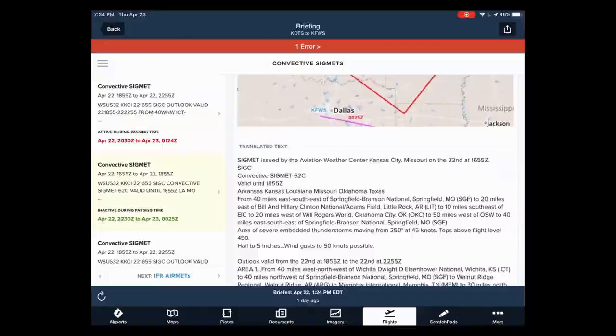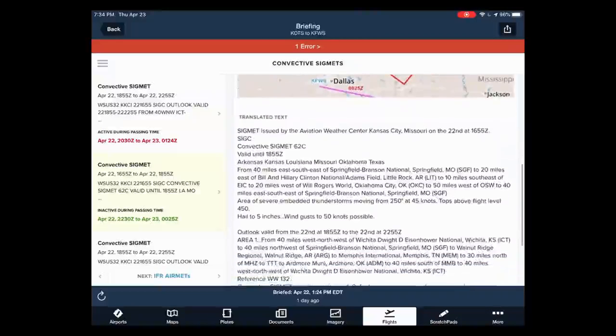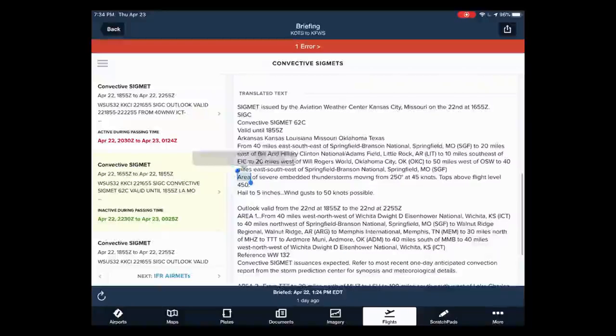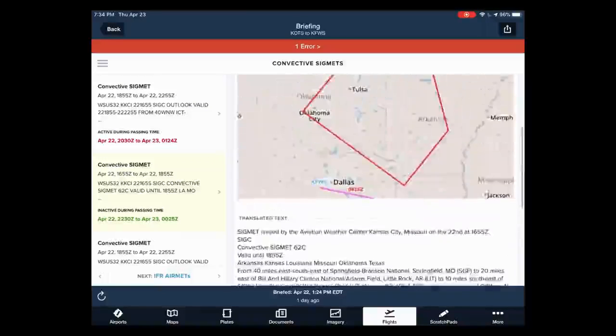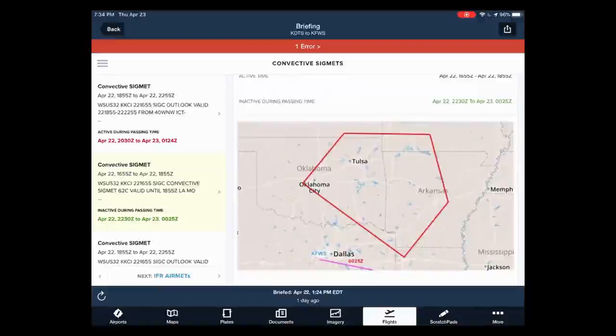We can see it's issued by the same location. Convective SIGMET 62C valid until 1855 Zulu. So it's inside of that outlook we just took a look at. It gives us a different boundary, as we can see there. And then it's calling for an area of severe embedded thunderstorms moving from 250 degrees at 45 knots, with tops above 45,000 feet, or above flight level 450. Hail to 5 inches and wind gusts to 50 knots possible. So obviously some nasty stuff. And we can see it's clearly across that area that we were discussing before. Now, this one, as we can see, is outside of our route of flight.